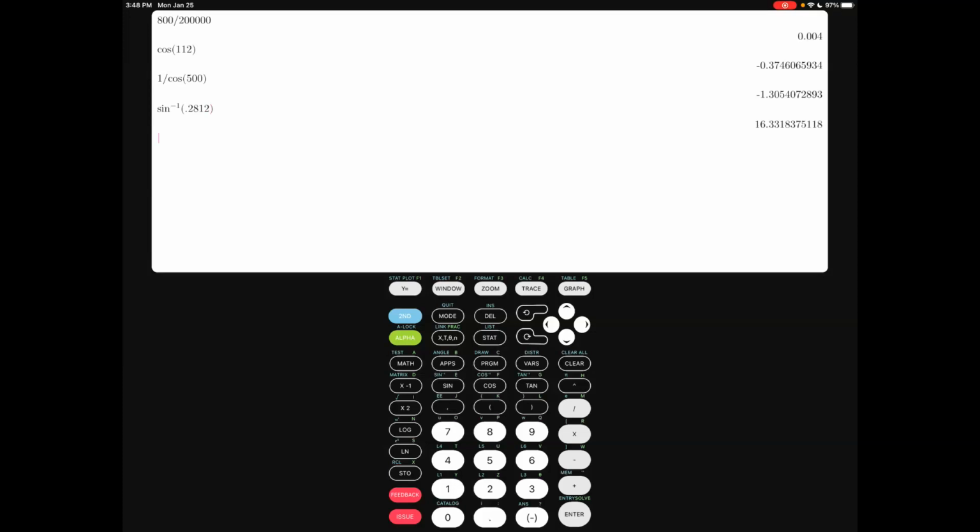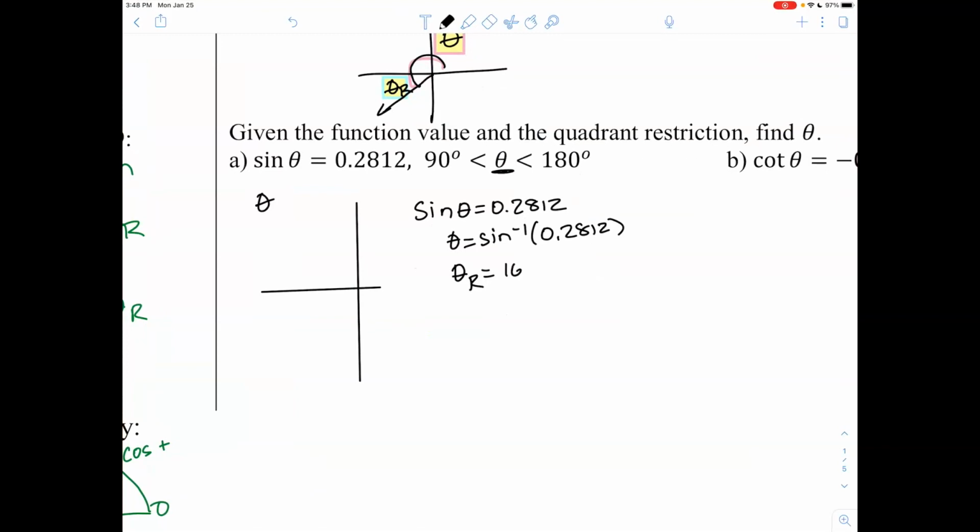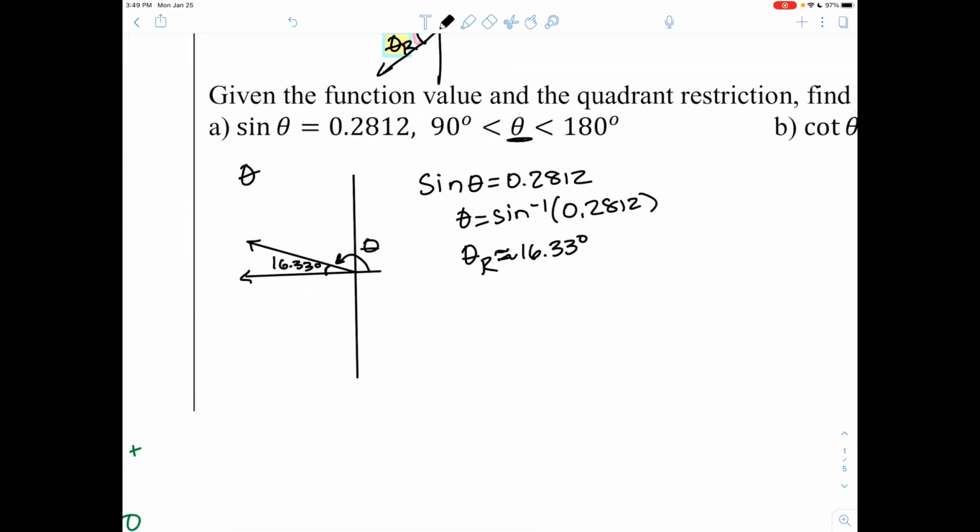Okay, so watch what the answer is. It says 16.33 degrees. 16.33 degrees is not in quadrant 2, right? So theta's reference is what we're getting, approximately 16.33 degrees. So here's the terminal side. To do reference angles, remember you have a terminal side, so here's angle theta. The terminal side and the x-axis make your theta reference. So this measure here is 16.33 degrees, which is what the calculator told us.